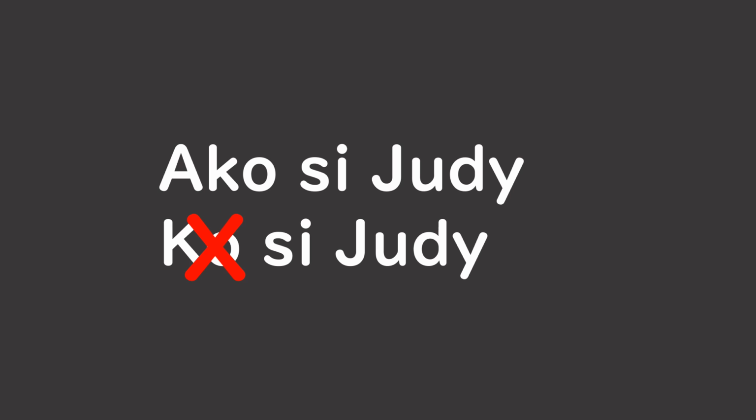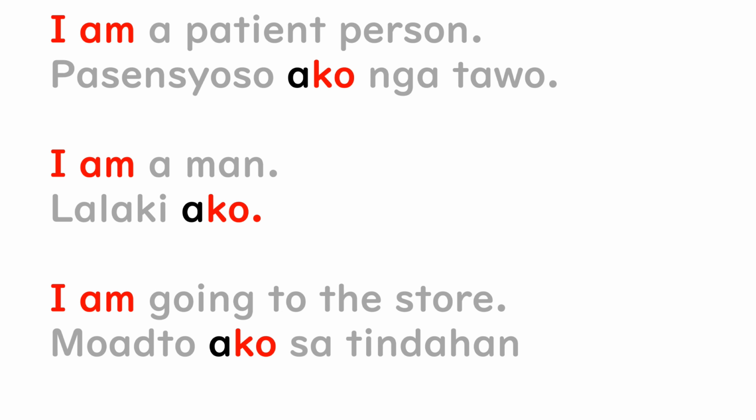Now, when should I use ako and ko? Ako versus ko. Again, when introducing yourself, do not use ko. "Ako si Judy", you must use the complete ako. Remember that. While for the other example sentences that I just gave you, you can actually use ako there. It's just that in regular conversation, we just use ko, the short form of ako.